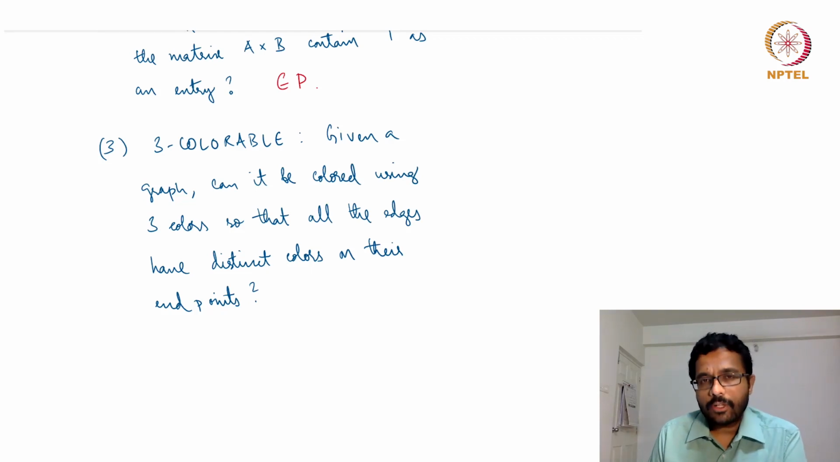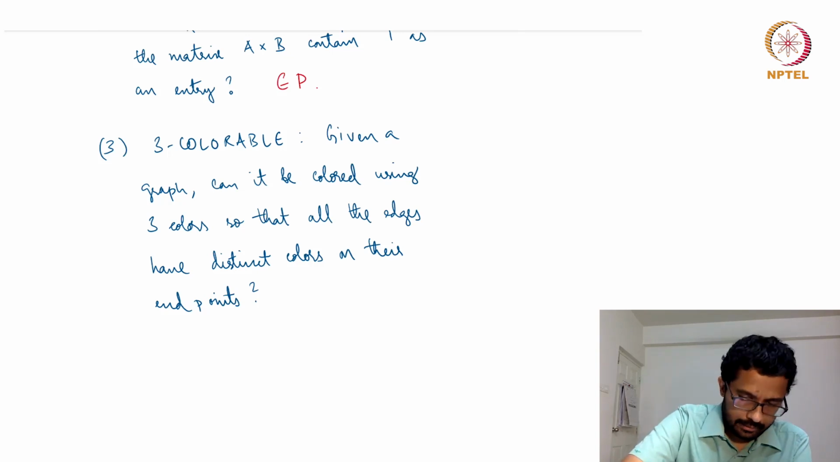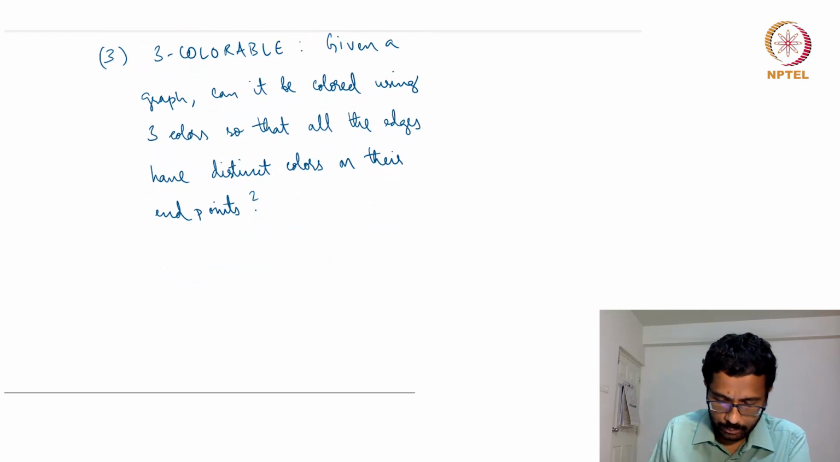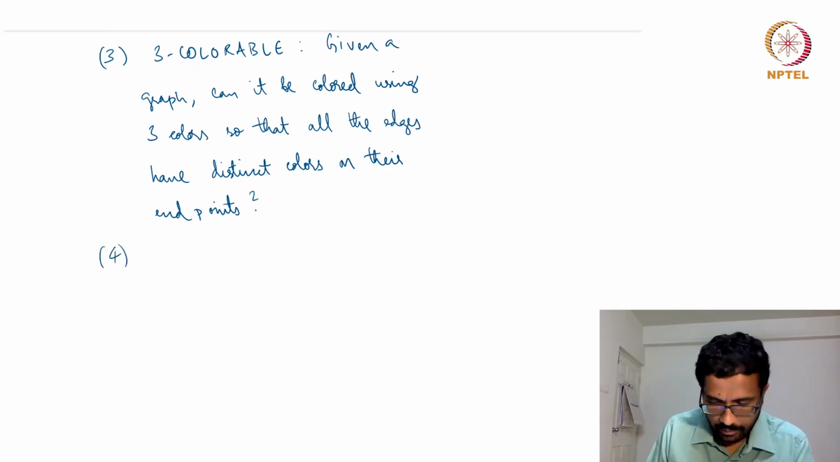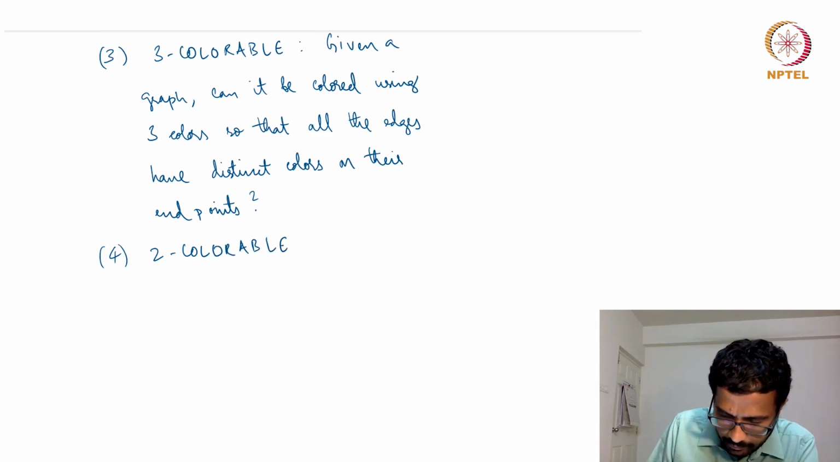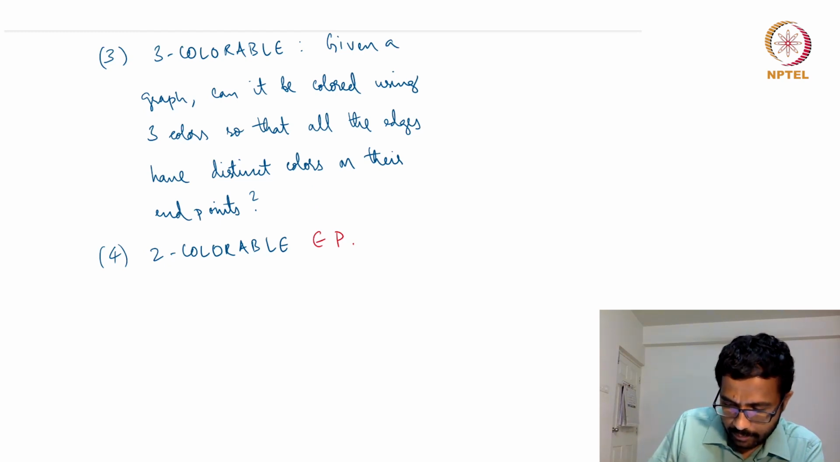This is a problem for which even now we do not know if there is an efficient algorithm. Whereas if you take 2 colorable, we know it is polynomial time solvable. I leave it to you to think. So just like 3 colorable, we can define 2 colorable, and 2 colorable is actually in P, and this is not known if it is in P.